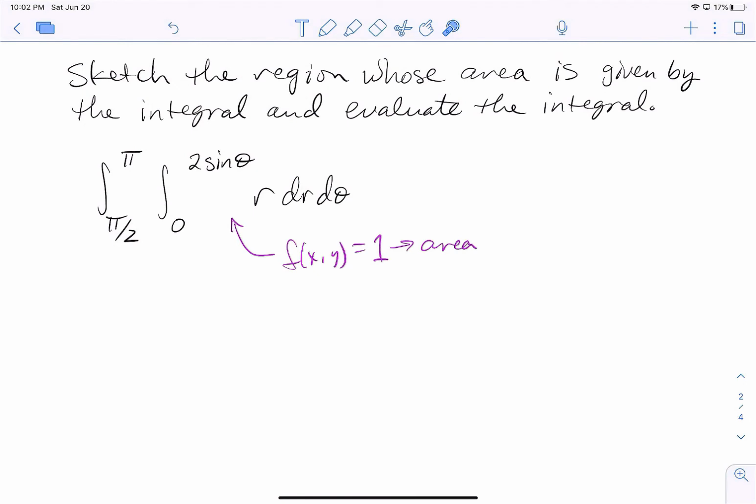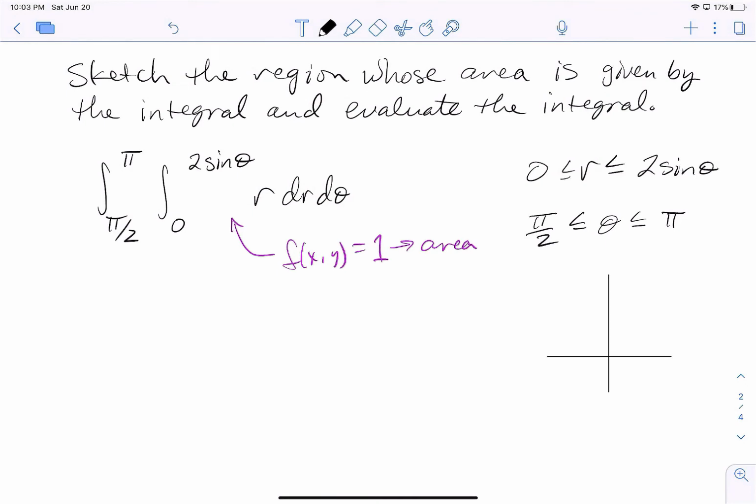For our region, looking at the limits on r, we see that r goes from 0 to 2 times the sine of theta, and theta is going to go from pi over 2 to pi. R equals 2 times the sine of theta is going to be a circle of diameter 2 that's symmetric with respect to the line theta equals pi over 2, also known as the y-axis. I have the circle here, and knowing now that theta goes from pi over 2 to pi, we're looking at the portion that's in the second quadrant.